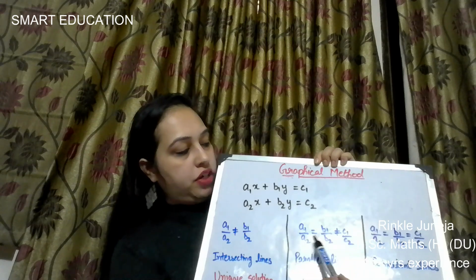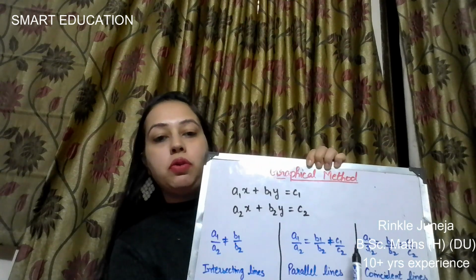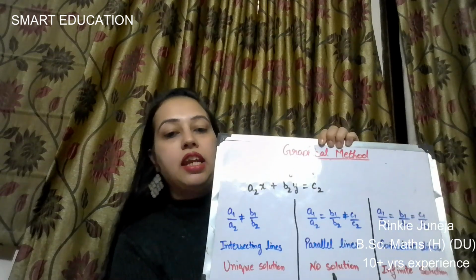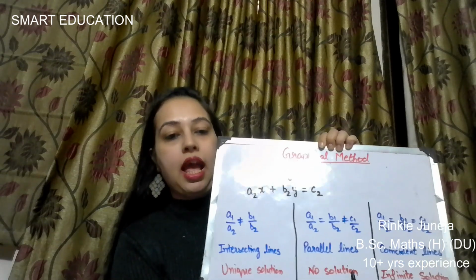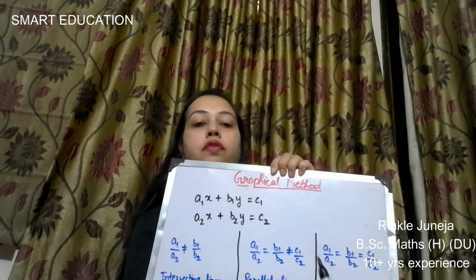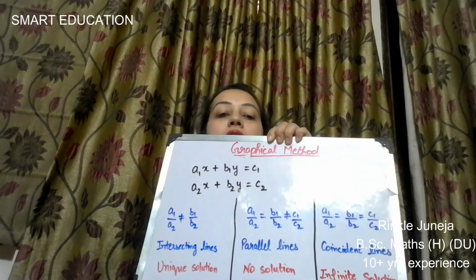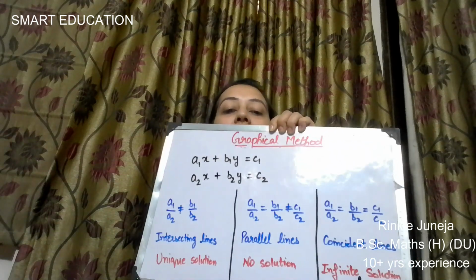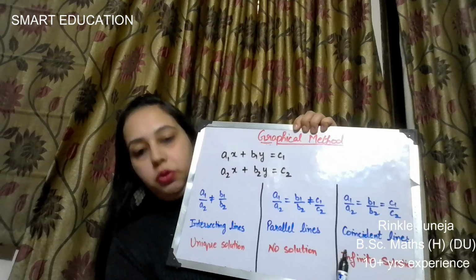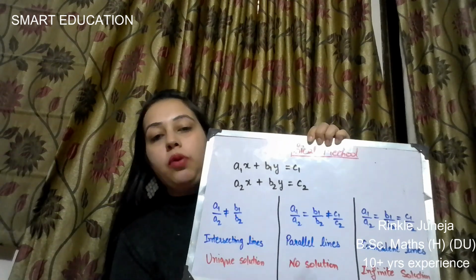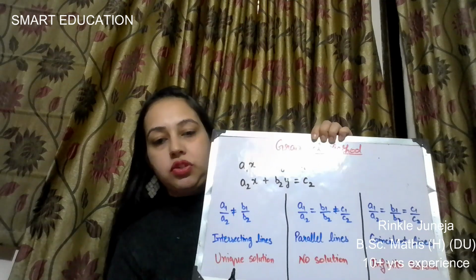If the ratio of the coefficients is the same but they are not equal to the ratio of the constant terms, then we'll have parallel lines and it will have no solution. And thirdly, if the ratios of the x term, the y term and the constant term, all three ratios are equal, then we have coincident lines and infinitely many solutions. Okay, this is a general way to find out without actually drawing the graph of the equations.